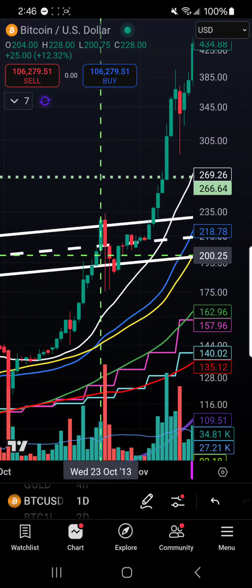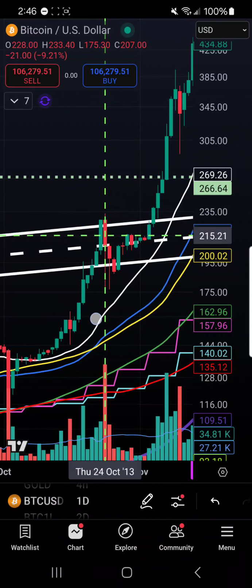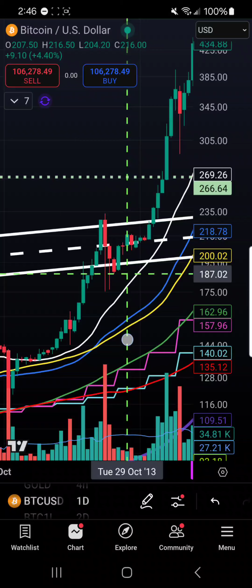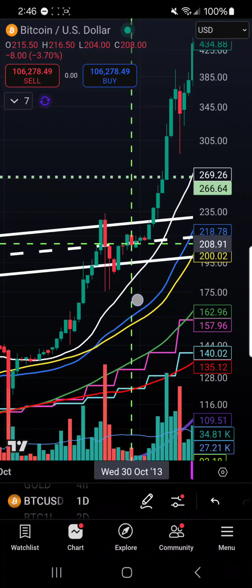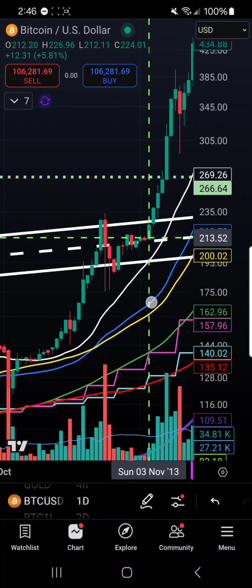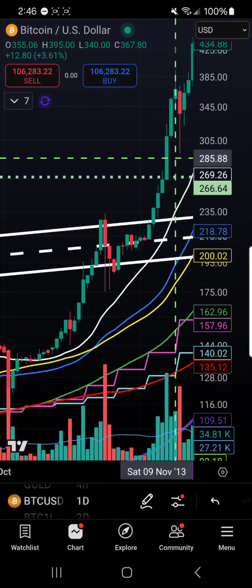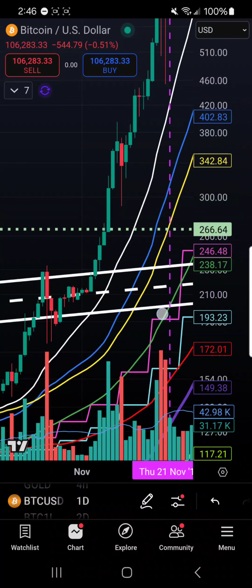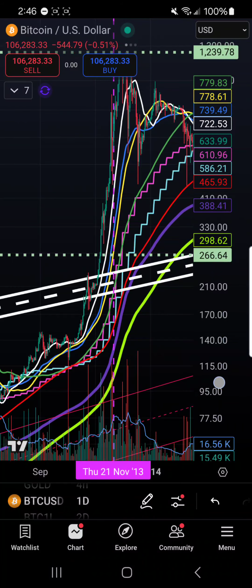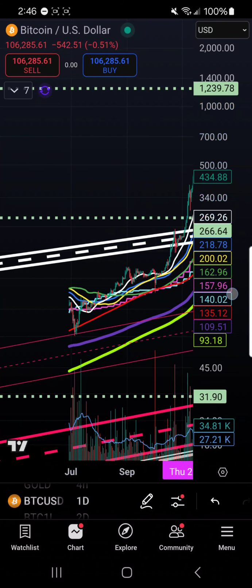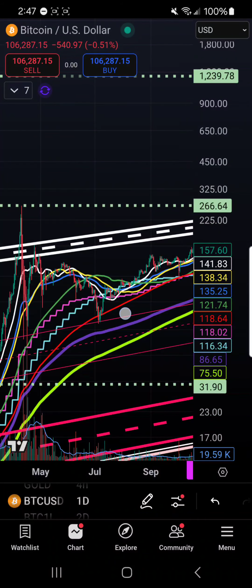We came up here. Not exactly, but pretty close to the top of the channel here, to the bottom of the channel there. Center line clearly acted as support. And then boom, off to the races. So this channel's played a significant role in all the parabolic portions of the bull market.